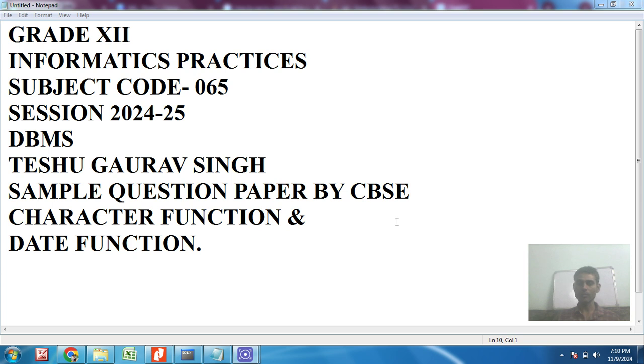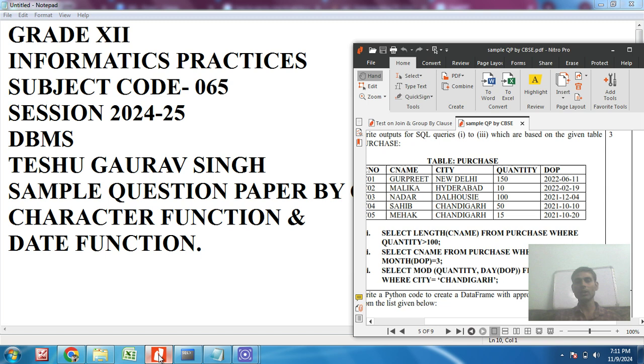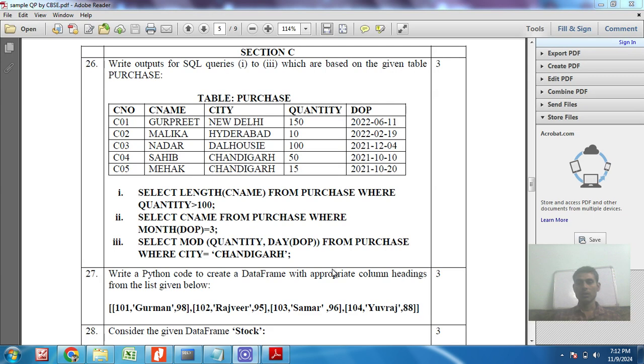We have sufficient time now to practice the topics. There are very few topics in database management system, and if we focus on them, we will have a good result in the examination. So today we will discuss the sample question paper prepared by CBSE. Without wasting time, today we will discuss the topic character function, and question number 26.